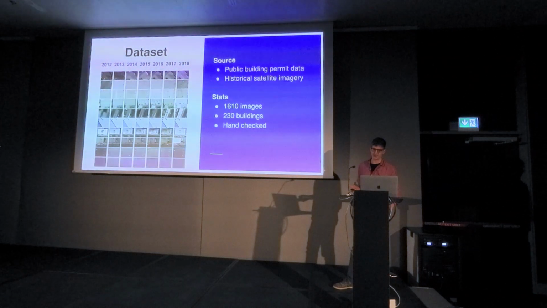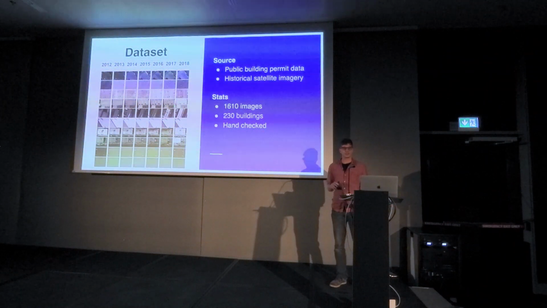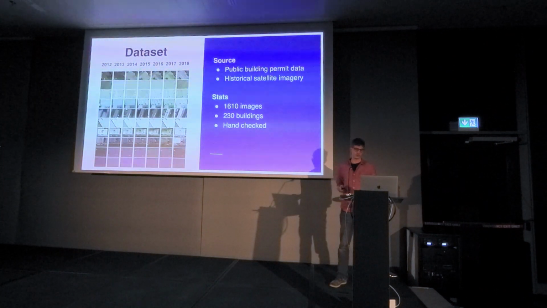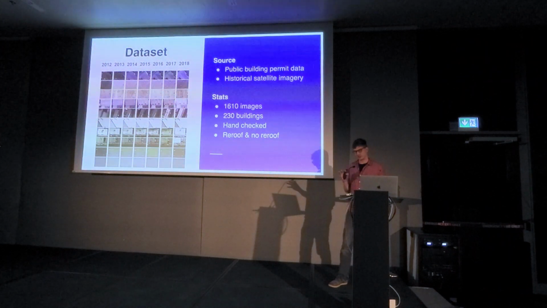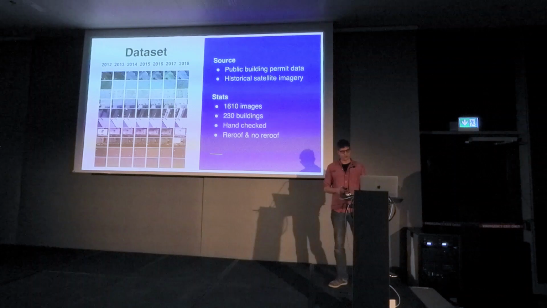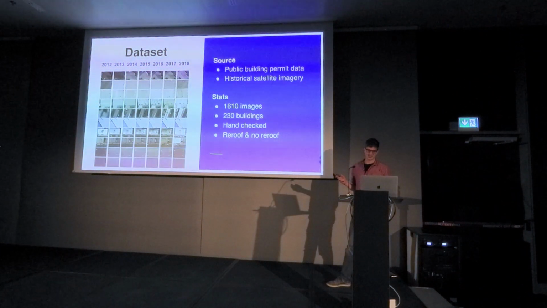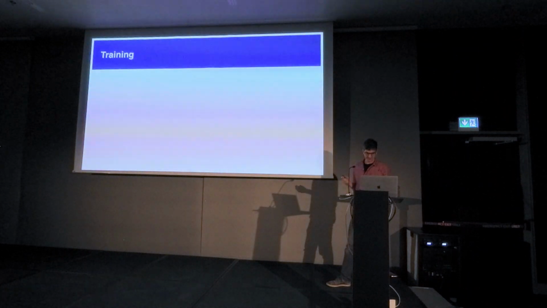So about 230 buildings. The building permit data is pretty noisy and incomplete, which is why it doesn't really solve the problem, but it was enough to bootstrap the data set. We also hand cleaned it, and it contains buildings with roofs, re-roofs and no re-roofs, and I have information for getting that data later, which we make available for future research.